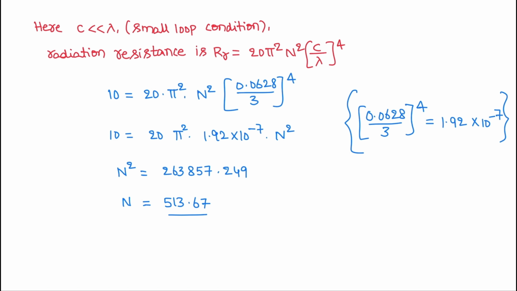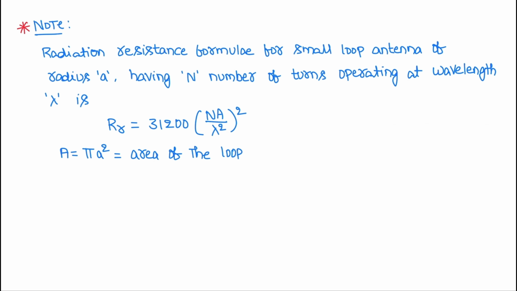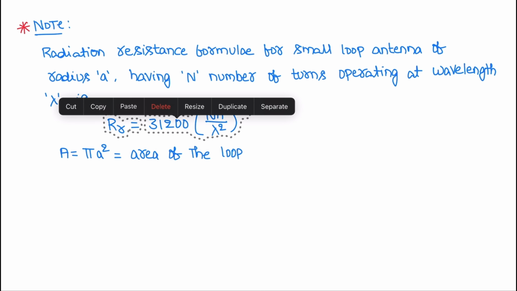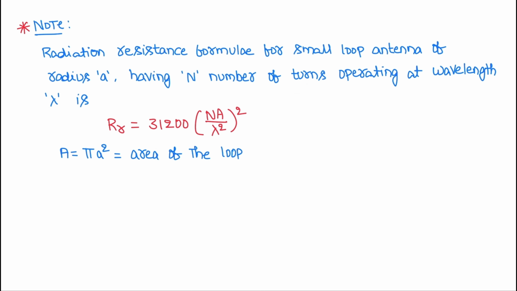For small loop condition, radiation resistance is 20 pi square N square C by lambda power 4, and solving, we need to obtain the value of N. Notice the radiation resistance formula for small loop antenna of radius a having N number of turns operating at wavelength lambda: R is 31200 N A by lambda square whole square, where A is the area of loop. This is one more formula for calculating the radiation resistance for small loop antenna.